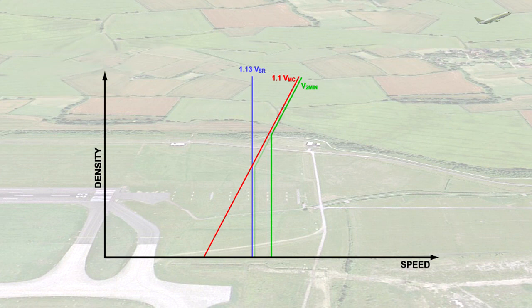If weight were to decrease, or flap angle were to increase, then the 1.13 VSR would decrease as shown. This means that V2 min may also decrease, but only until the 1.1 VMC speed. Even though the stall speed may reduce to very low speeds, V2 min cannot be less than 1.1 VMC. Therefore, reducing weight or increasing flap angles will decrease V2, but only until 1.1 VMC.